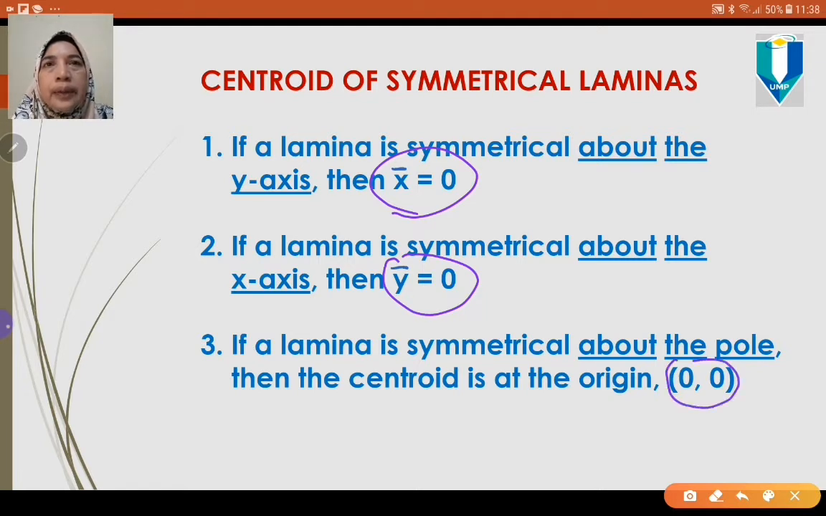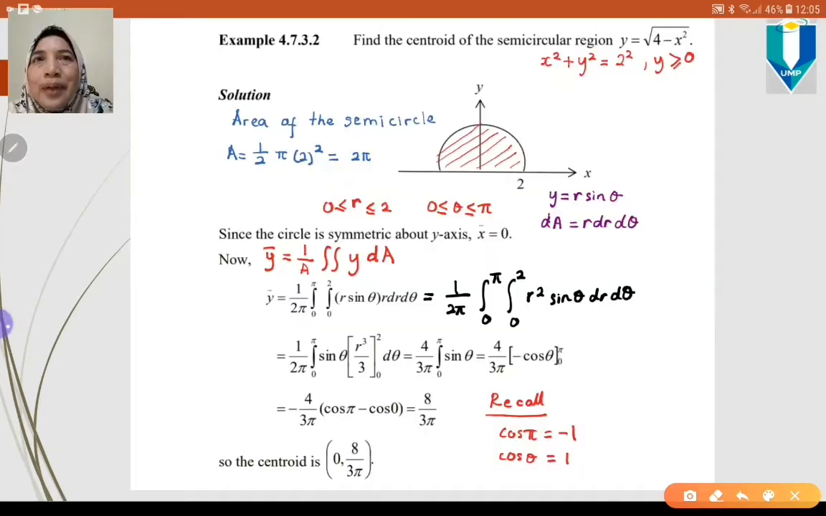So let's look at an example where the lamina is symmetrical about some axis. In this example 4.7.3.2, you want to find the centroid of this circular region. This circular region is actually a semicircle, because if you square both sides of this equation, you will get x squared plus y squared equivalent to 2 squared, which is a circle of radius 2. And of course you know that y is positive because y is the square root of something, so y cannot be negative. So it should be above the x-axis.